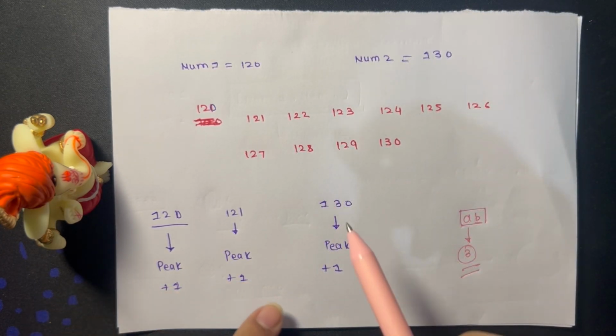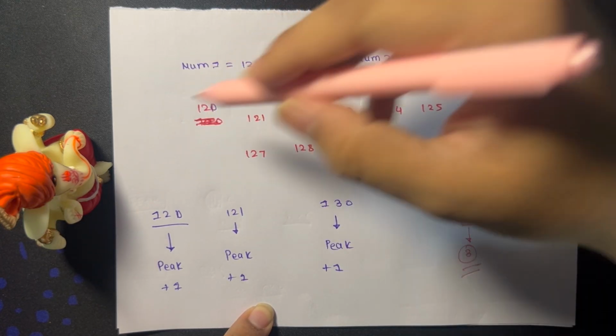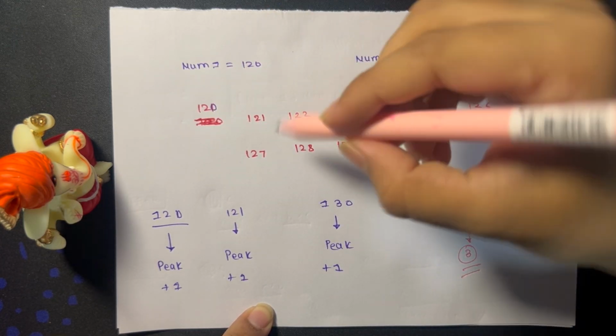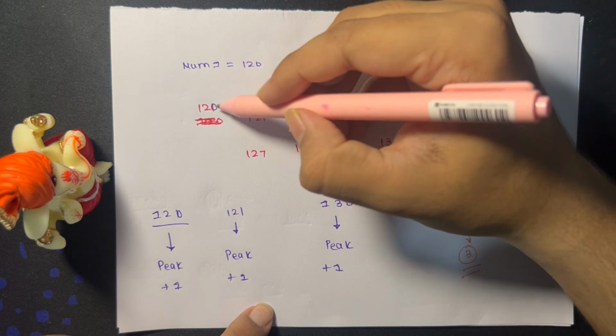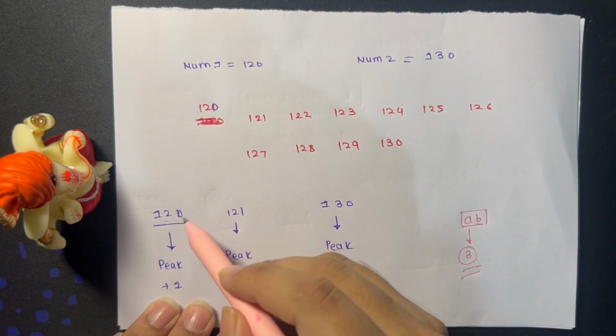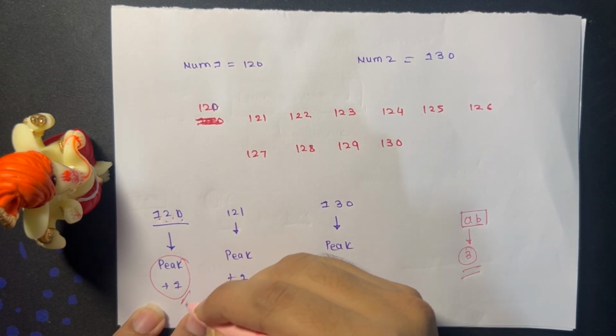Now, let's go through this example. We have num1 as 120 and num2 as 130. I have just listed down all the numbers within this range. Now let's calculate where we can get a peak and where we can get a valley. If you see 120, 2 is greater than 0 and 2 is greater than 1. So it will be counted as a peak. So plus 1 from this.